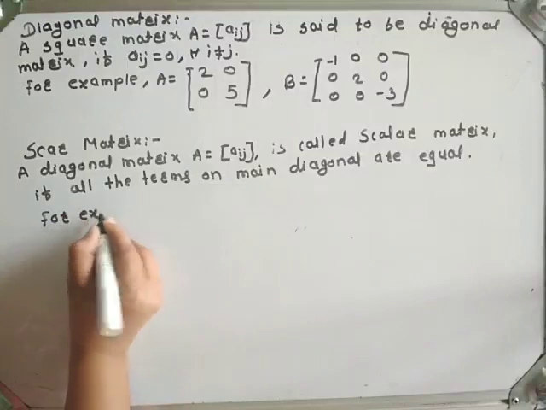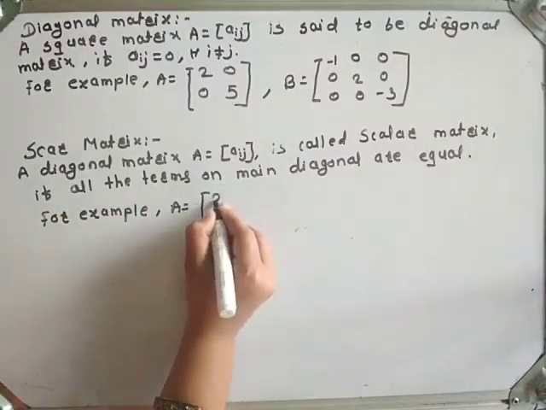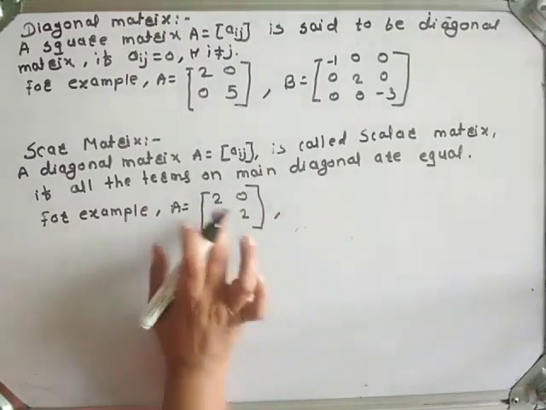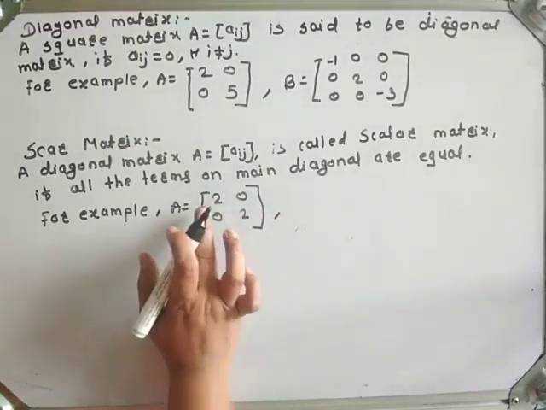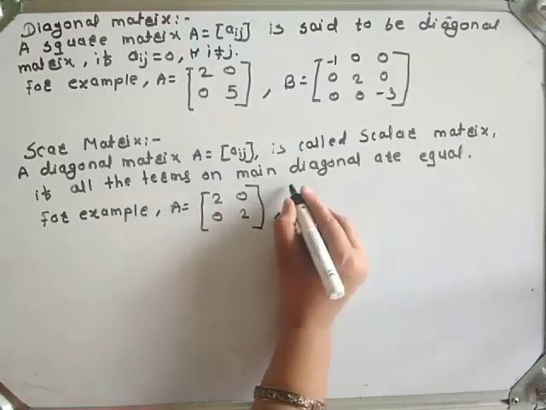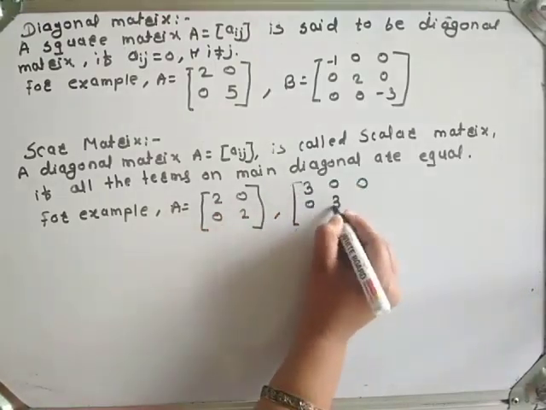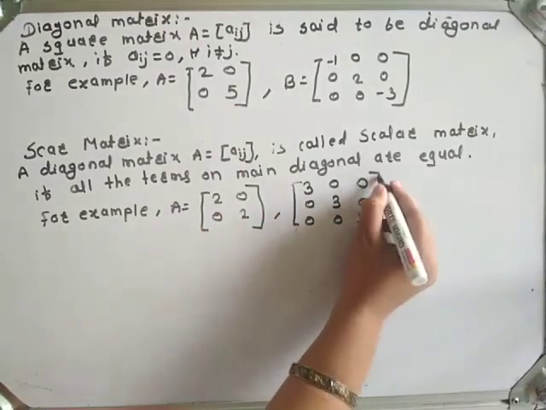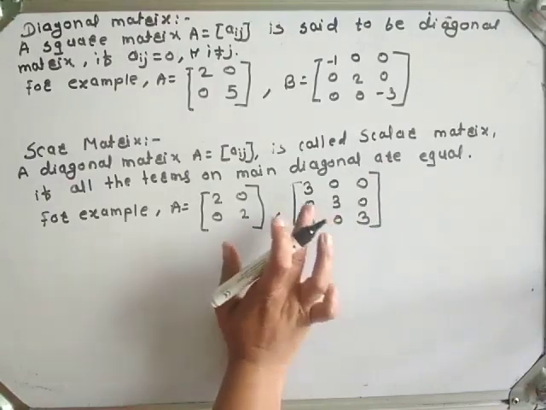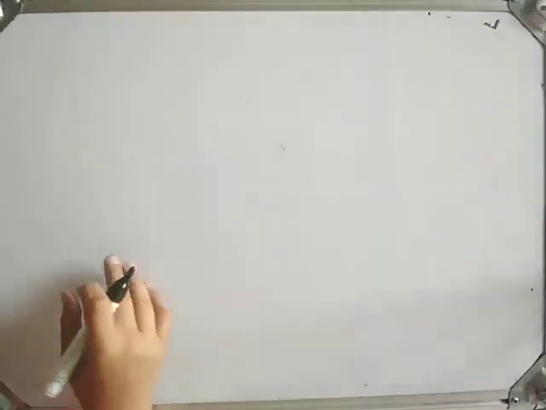For example, the matrix A equal to 2 0 0 2. In this diagonal matrix the diagonal entries are the same, therefore it is a scalar matrix. The next example is 3 0 0, 0 3 0, 0 0 3. It is also a scalar matrix since it is a diagonal matrix and all diagonal entries are the same. Let us take the next definition.